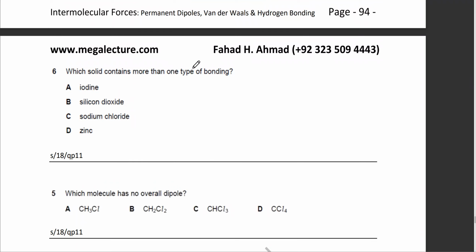So which solid contains more than one type of bonding? Remember, whenever they talk about bonding, bonding represents a chemical bond. I mean, if you use the word generally, bonding refers to a chemical bond as well as the intermolecular forces.